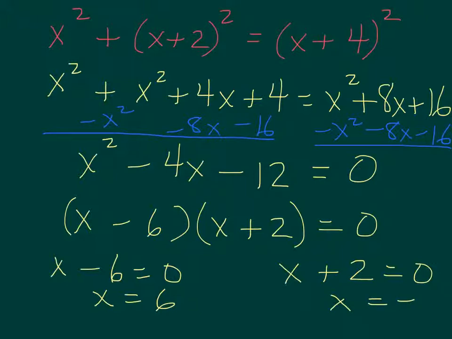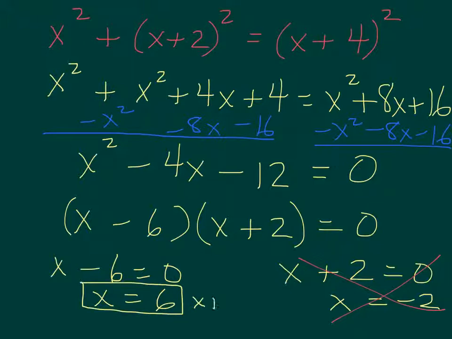X equals negative 2 is not going to be a valid answer to this problem. So I'm just going to cross that one out right now. Remember that x is the length of a side in a triangle. Lengths cannot be negative, so negative 2 doesn't make any sense, so we'll just cross that one off. But x equals 6, that just gives us the smallest side in the triangle. So we still need the other two sides.